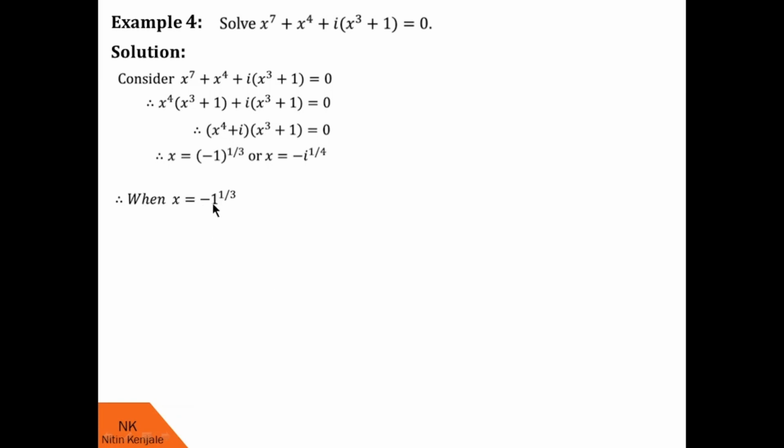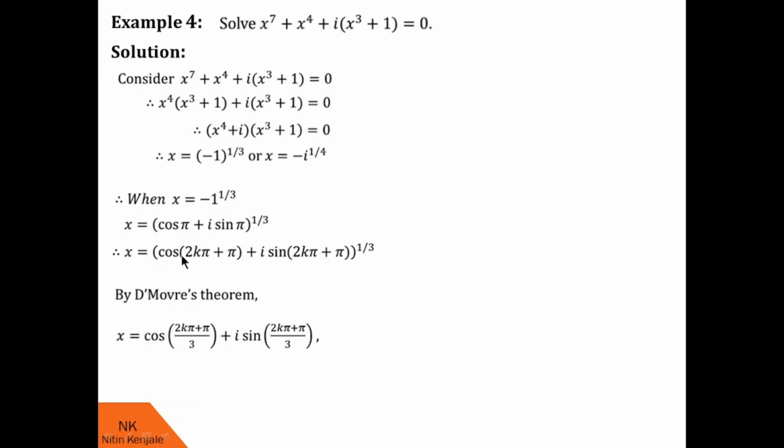When we take x is equal to (minus 1) raised to 1 by 3, the polar form of minus 1 can be written as cos pi plus i sin pi. Later, according to step 2, this can be written as cos of 2k pi plus pi plus i sin 2k pi plus pi. Then by de Moivre's theorem, this can be written as cos of (2k pi plus pi) by 3 plus i sin (2k pi plus pi) by 3, where k varies from 0 to 2 because n is 3.